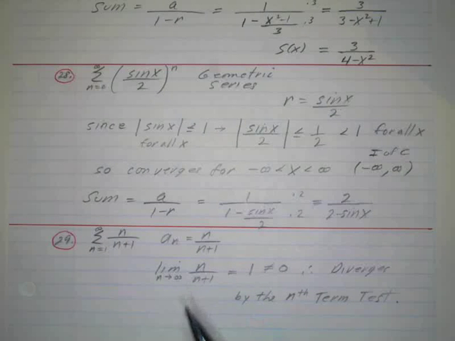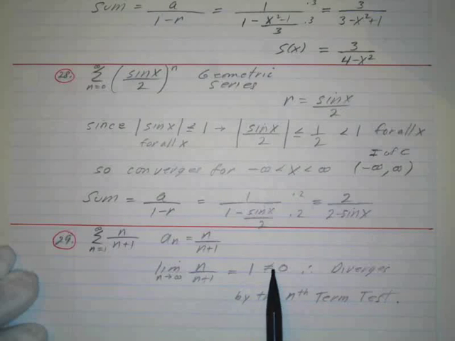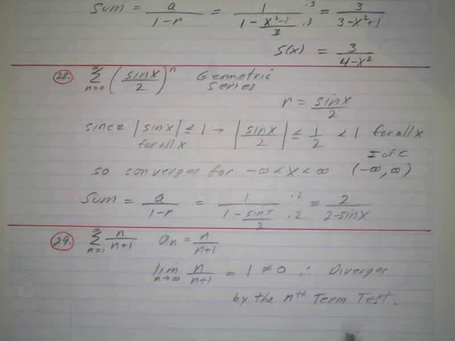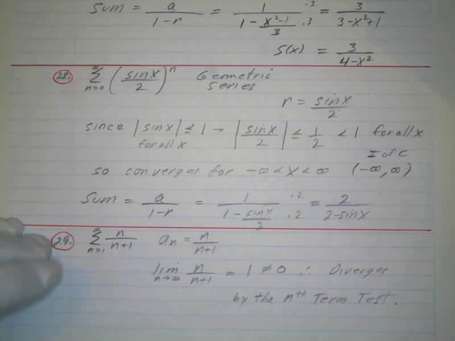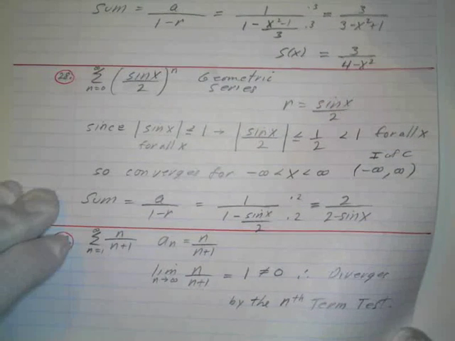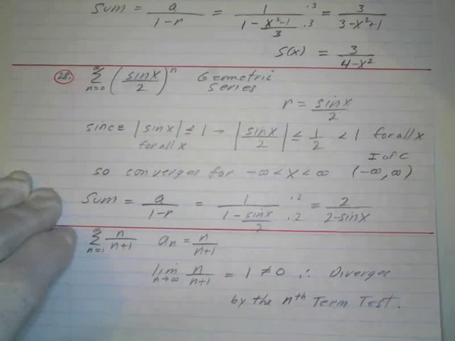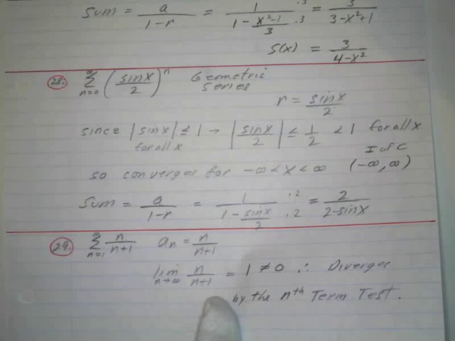of a sub n, each term, or the nth term, is not going to be 0. Remember, the limit of the nth term as n approaches infinity must be 0 for it to converge. Well, since the limit is actually equal to 1, that's not equal to 0, then it diverges by the nth term test. In other words, if the value of that term does not approach 0, then it can't converge, therefore it must diverge.